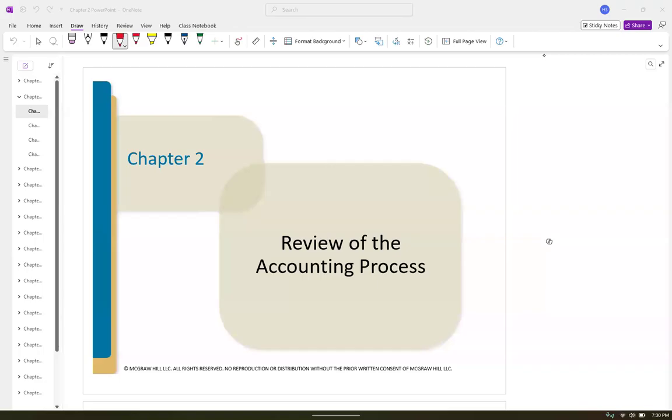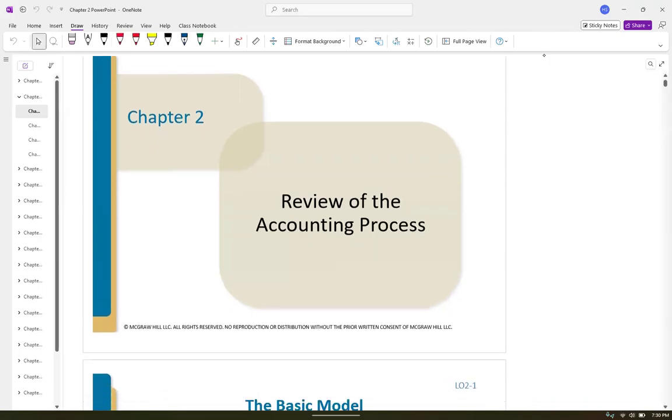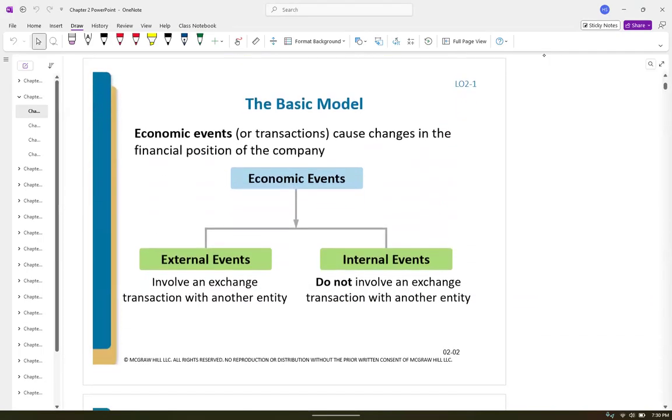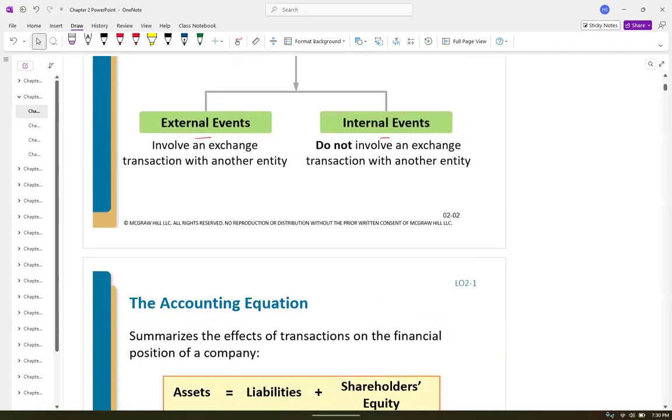All right, so we're on chapter 2. We are going to review the accounting process, and a lot of this chapter will be review from Principles of Accounting 1 and 2. So let's get started and talk about just the basic model of economic events. We have external events and we have internal events. The external events usually involve an exchange transaction with another entity. Internal events do not involve an exchange transaction with another entity, just internal to the business.